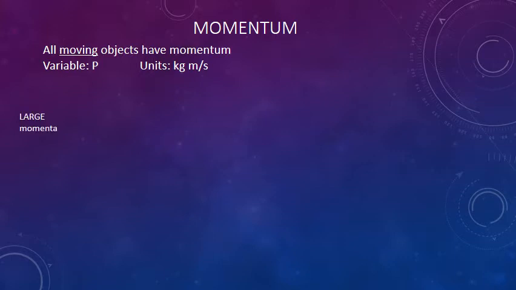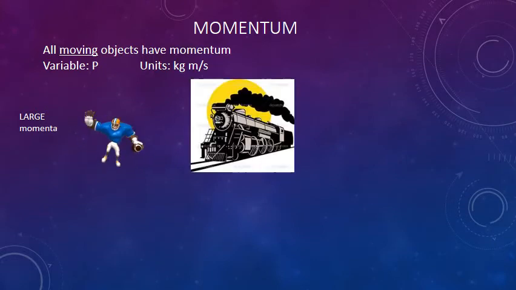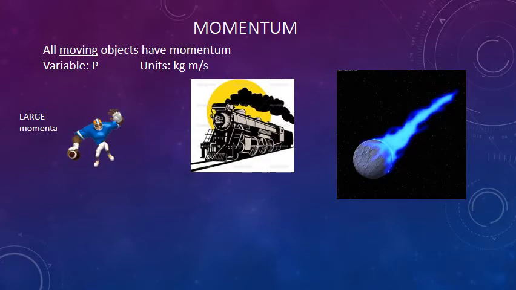So if I ask you to give me an example of an object with a large momenta, which is plural for momentum, objects like a football player probably come to mind, right? A pretty big object, and they move pretty fast. Maybe bigger than that, something like a train has more momentum than that football player, because it's bigger and faster. And even bigger than that, a comet, hopefully not spelling the end of life as we know it on Earth, but a big comet has a huge mass and a huge velocity, so it's got a lot of momentum.